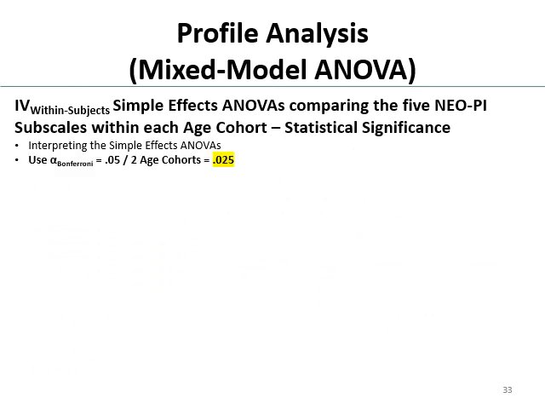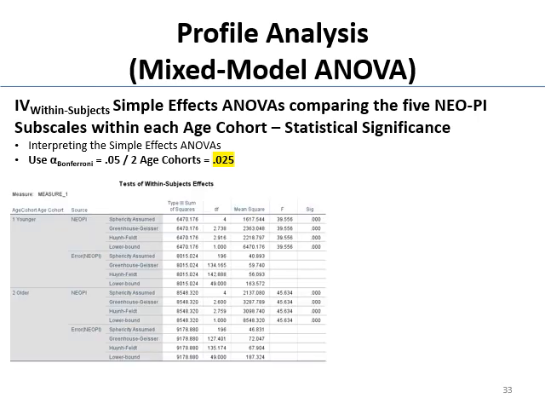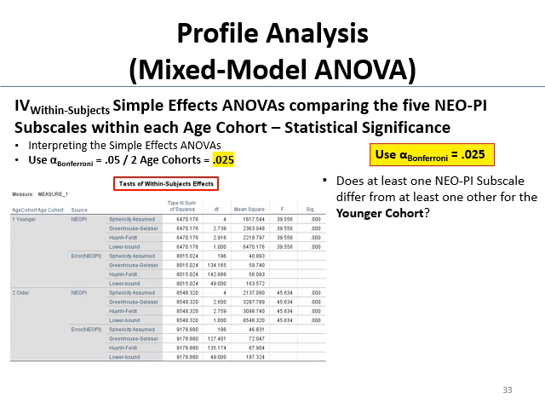So there were two age cohorts. So 0.05 divided by 2 gives us a Bonferroni corrected alpha level of 0.025. And here is the output that we get as a result of running these simple effects repeated measures ANOVAs. And there's just tons on here, right? We're going to use the Bonferroni 0.025 to interpret each one in this table that's called Tests of Within-Subjects Effects.